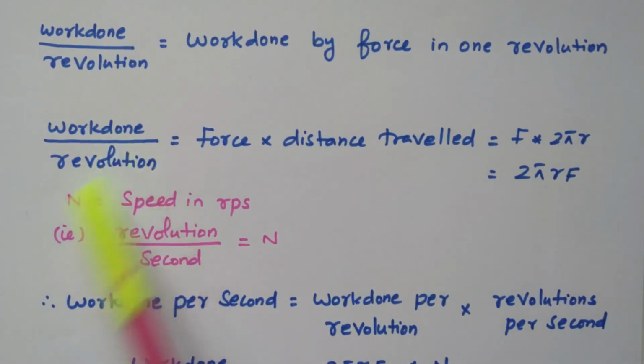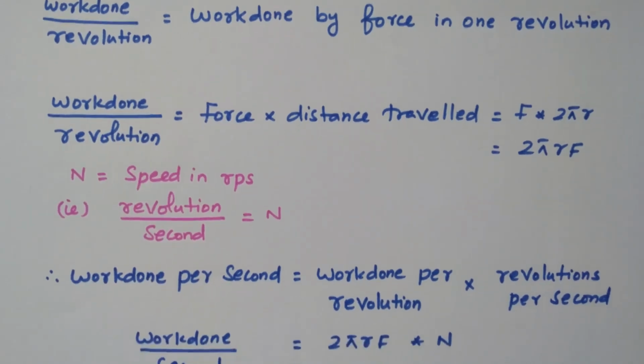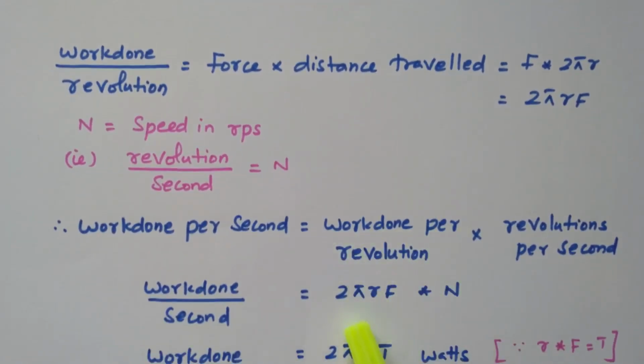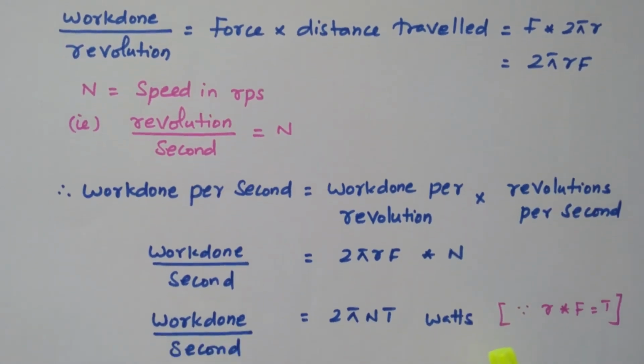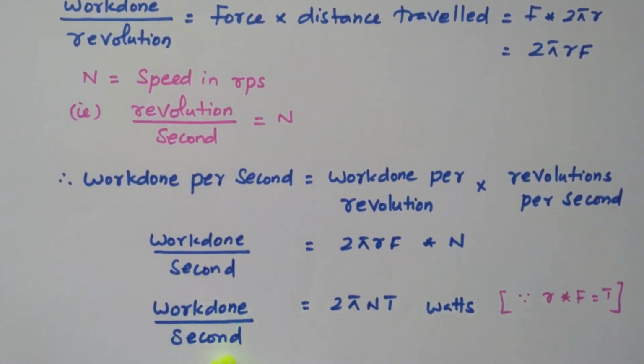This is the work done per revolution, 2 pi r F, which is available here. Revolutions per second is nothing but N, the speed, right? By multiplying these two, the work done per second equals 2 pi N into T. This r into F is nothing but torque. We already discussed that the radius and force give the torque, right? So 2 pi N into T, 2 pi speed into torque, is the work done per second, in watts. So this is the output we are getting.